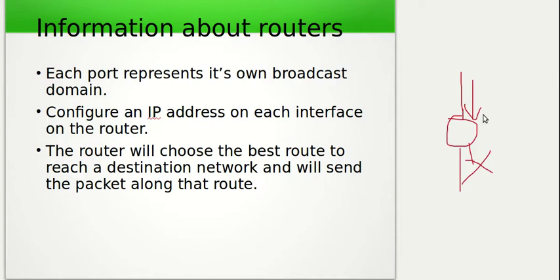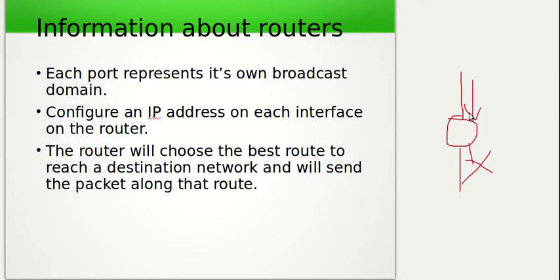Because each port represents its own broadcast domain, the IP addresses we configure go on the port. With a switch it was different. With a switch, the whole switch represented the broadcast domain, so each port would be in the same broadcast domain unless we use VLANs, and to configure an IP address on the switch, we would have to configure an SVI, a switch virtual interface. Then the IP address would go on the SVI. With the router it is different. The IP address goes on the actual interface at the interface level.